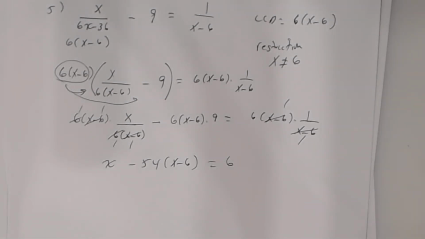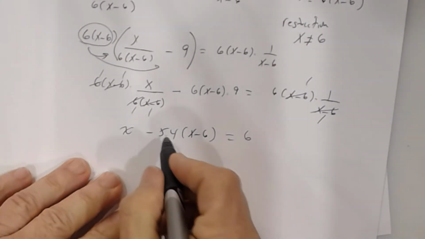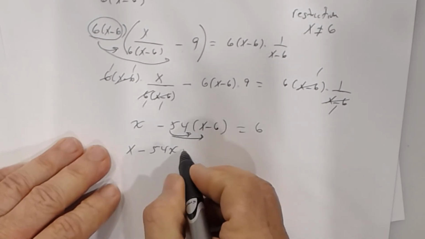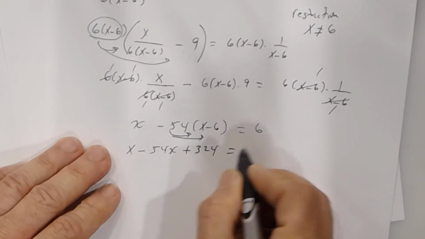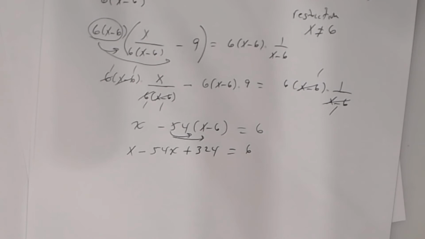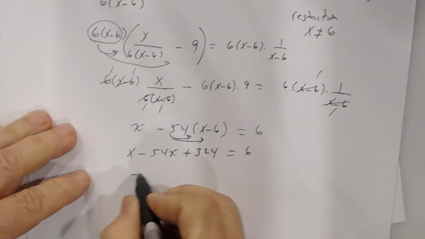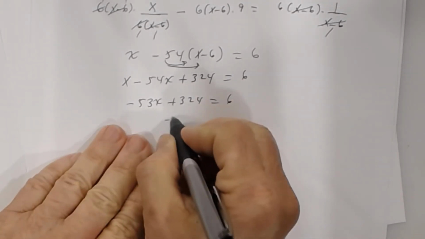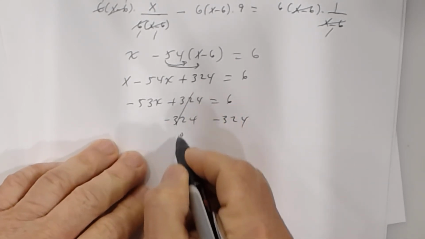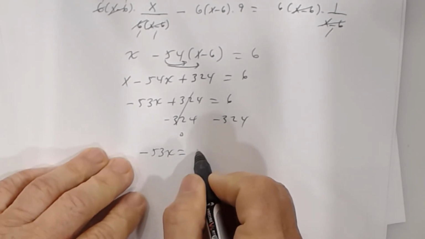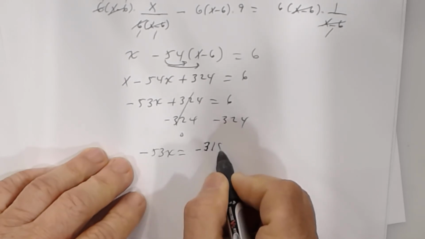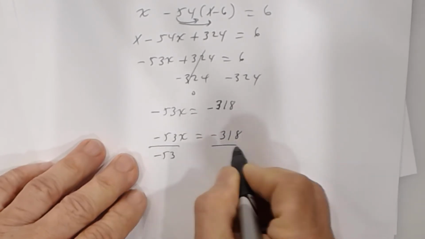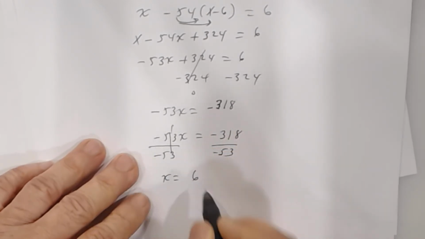All right, you have to use your calculator with the next part. What's the next step? Distribute. So I get x minus 54x. Now, what's that on your calculator? What's a negative 54 times a negative 6? 324 equals 6. What's the next step? So x minus 54x is a negative 53x plus 324 equals 6. What's the next step? Subtract 324. Combine like terms. So I get negative 53x equals a what? Negative 318. Okay. Divide both sides by negative 53, right? Use your calculator. Positive 6. So x equals 6.